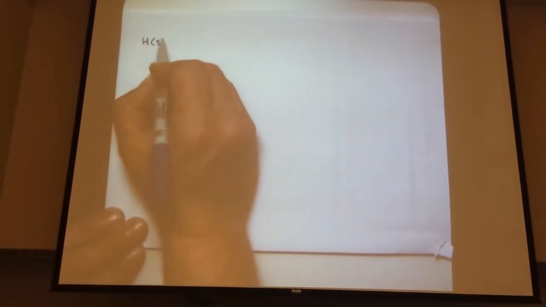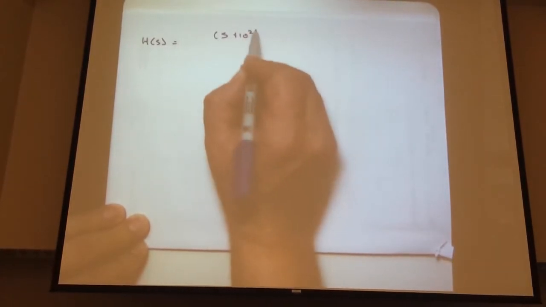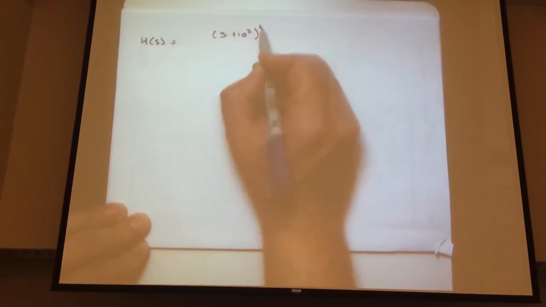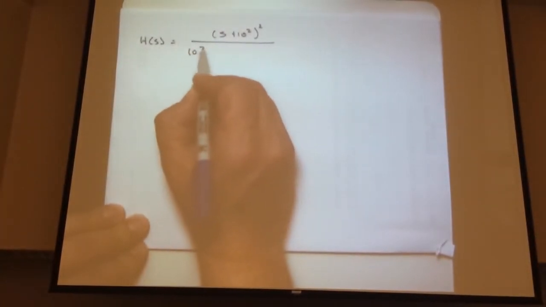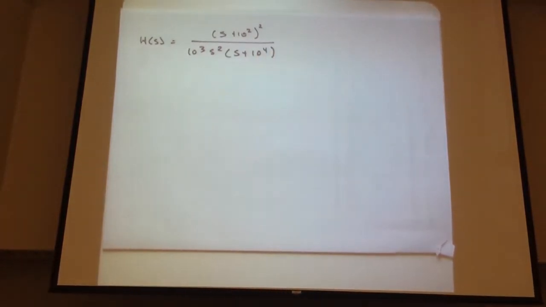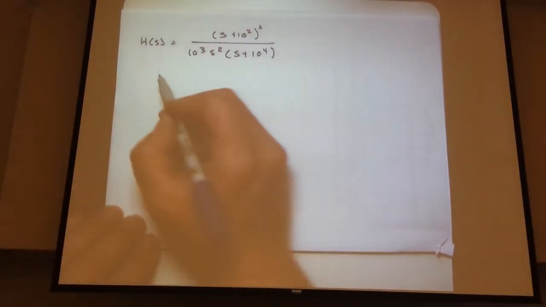We'll do it after. No, not double blush. H of S equals S plus 10 to the 2, squared, over 10 to the 3, S squared, S plus 10 to the 4. Is this a stable response? Can you build this?